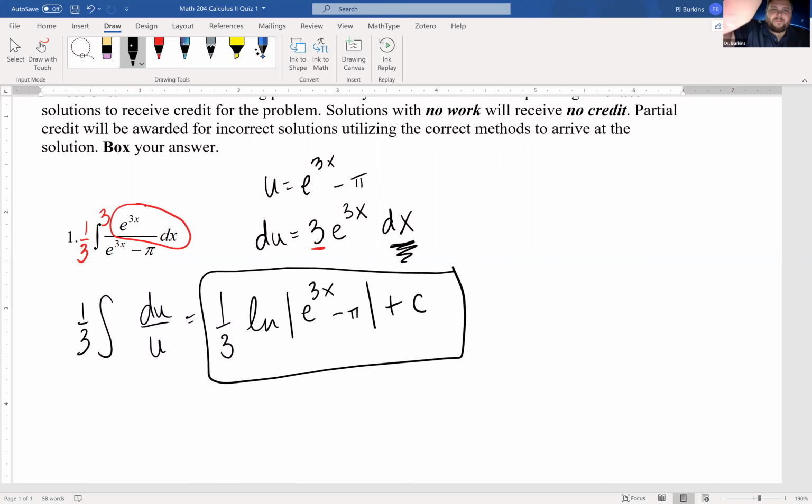So any questions about that before we continue with integration by parts? No, that makes sense to me. Okay.